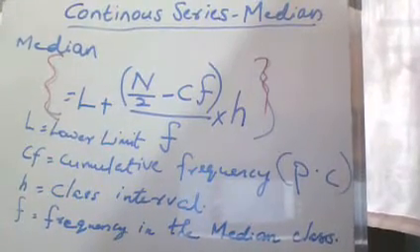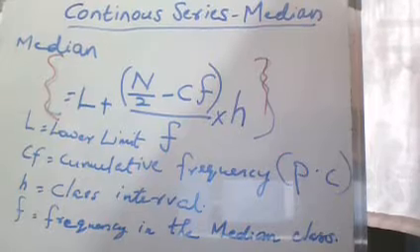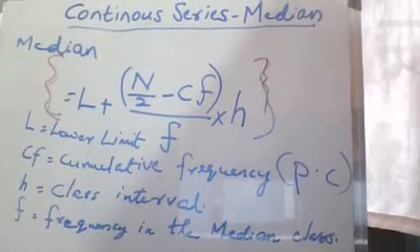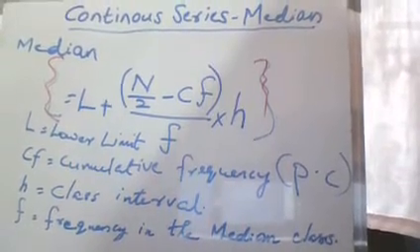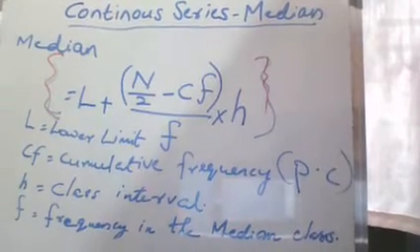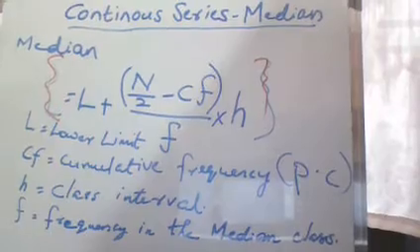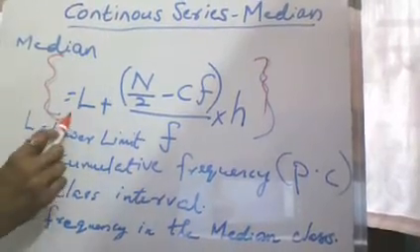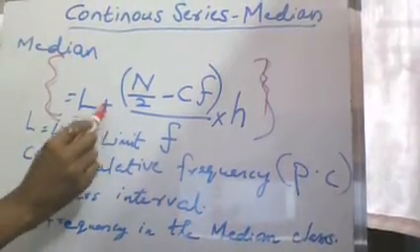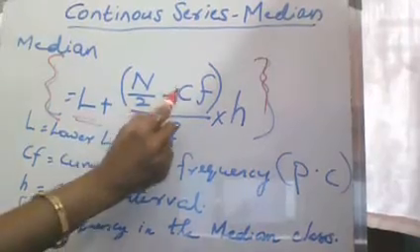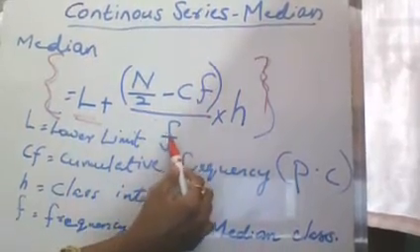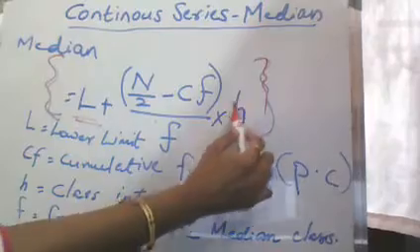We already studied another series in the last class, the discrete series. Today we will study the continuous series. In this method, the equation is L plus n by 2 minus CF divided by frequency into H.